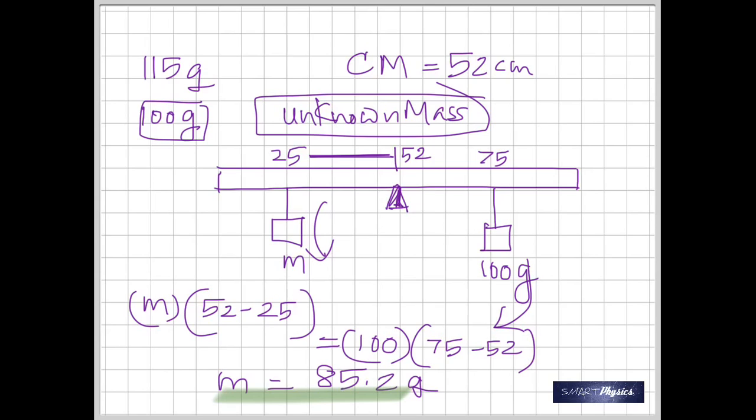Do it on the end. Another meter stick, and that meter stick has a mass of 125 gram. Write it down, please. 125 gram. Its center of mass is also at 52. And I give you 100 gram. Like before, I give you 100 gram. And I want you to find the mass of the meter stick.